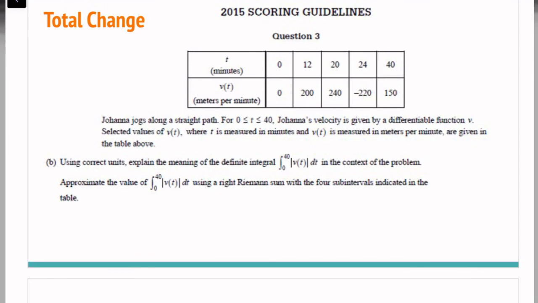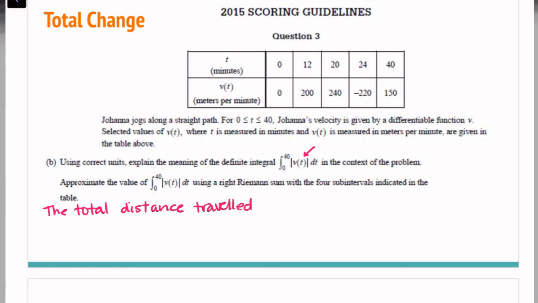All right, last 2. Using correct units, explain the meaning of the definite integral from 0 to 40 of the absolute value of v of t dt in the context of the problem, and then we want to estimate it. So I'm going to explain this first. We know this is going to be total distance traveled.